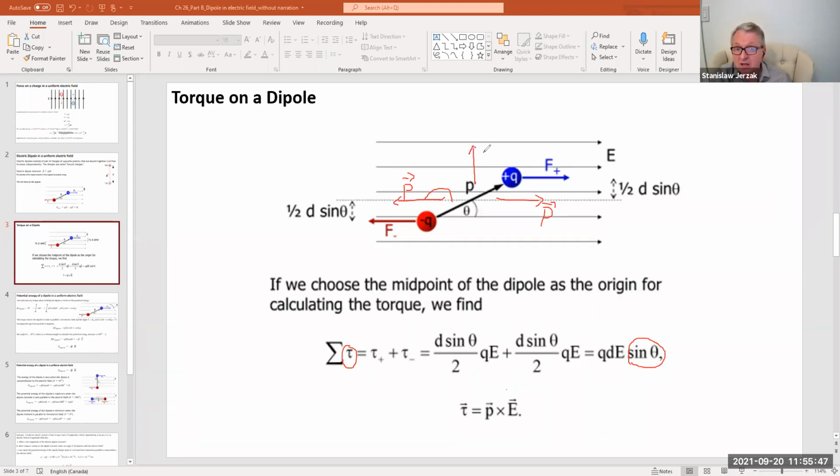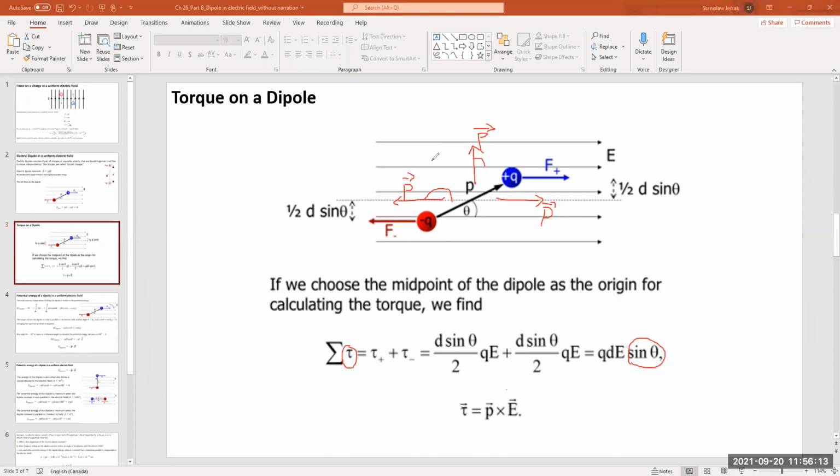When the dipole moment P is perpendicular to the electric field, the angle between the dipole moment and the electric field is 90 degrees, and sine of 90 is 1, the maximum value, right? So torque is maximum when the dipole is perpendicular to the electric field. So hopefully you did hear my explanations. Any questions?